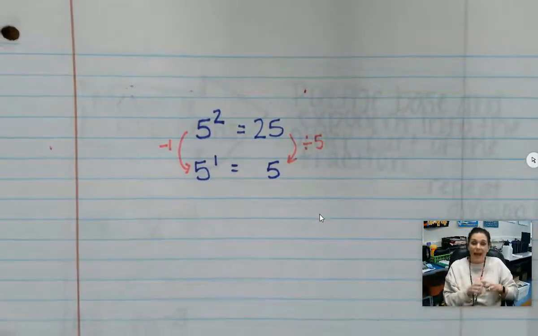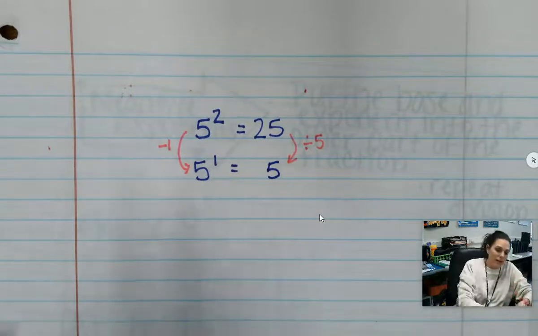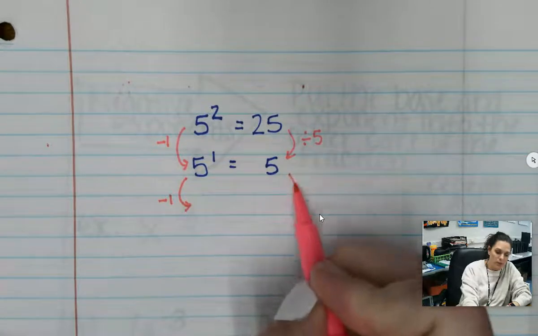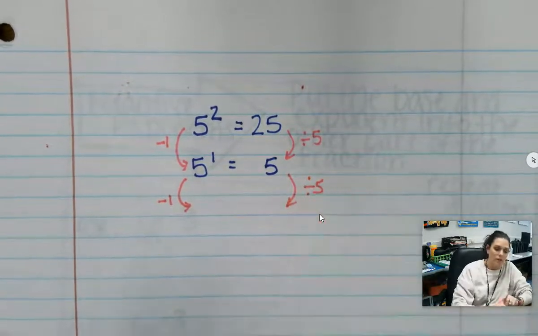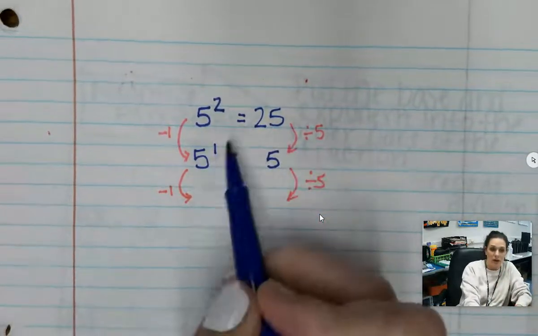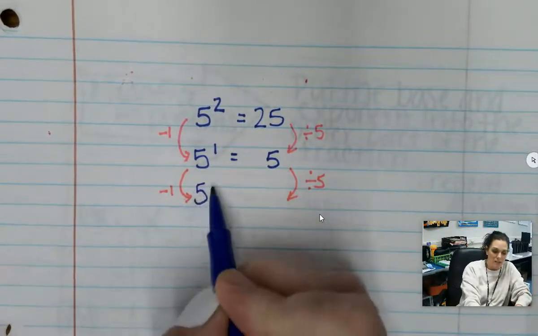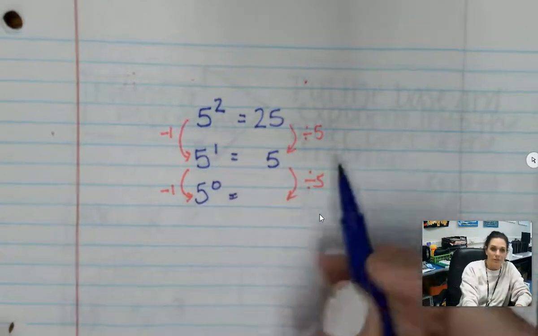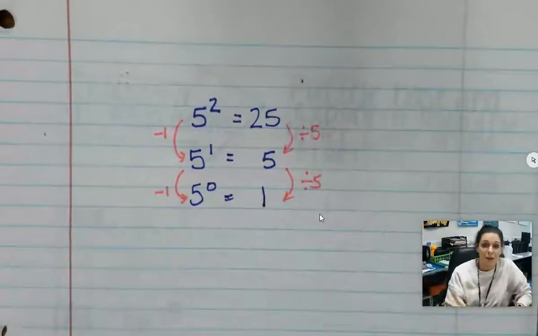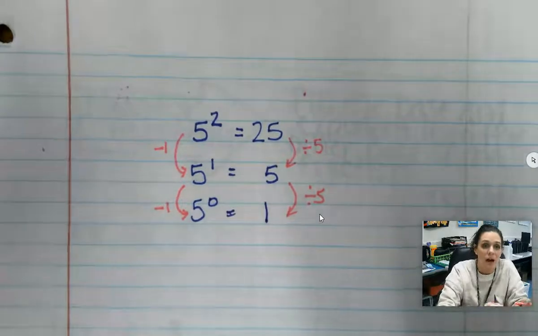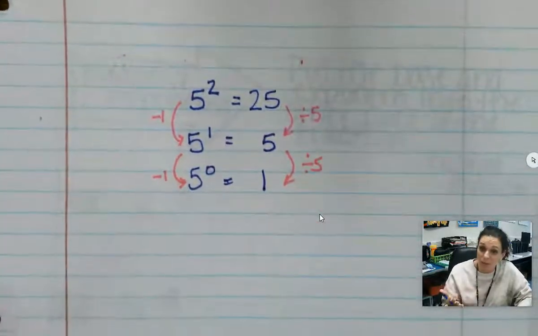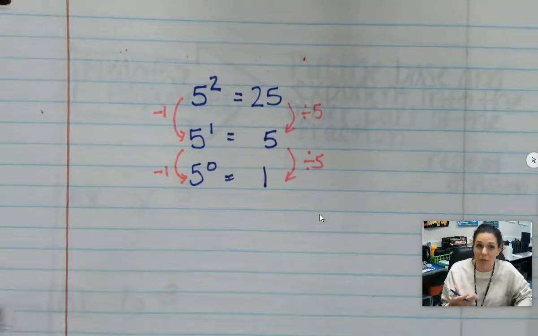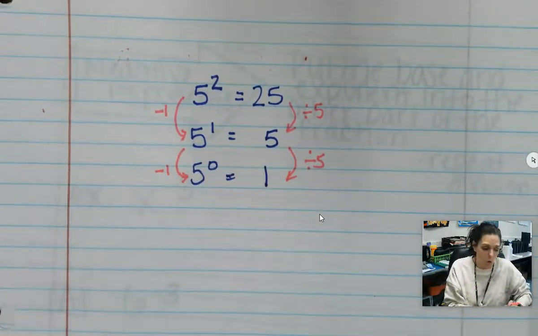So what happens next is if I continue this trend, I'm going to subtract one from my exponent, and I'm going to divide by 5. Well, 1 less than 1 is going to be 5 to the 0th power, right? 2, 1, 0. And 5 divided by 5 equals 1. Remember that other video where we wrote that anything to the 0th power is 1? Well, this is why, because we're dividing by that same number, and when we divide by that same number, it creates 1.